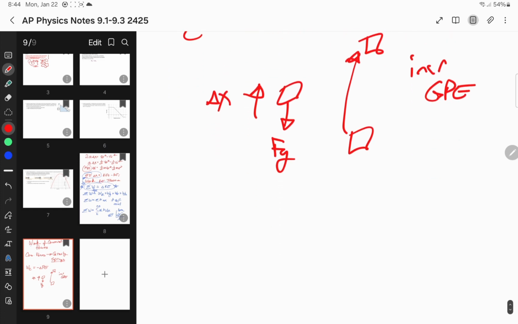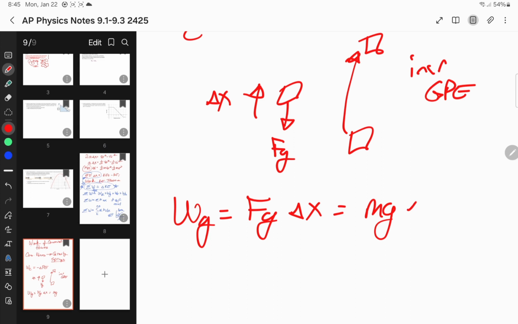And in fact, the equations are almost the same, right? So if I calculate the work of gravity, that's the force of gravity times the displacement. That's mg times my change in height. Right? Oh, but my force of gravity is negative. Oh, and that's the opposite of my change in gravitational potential energy, right?